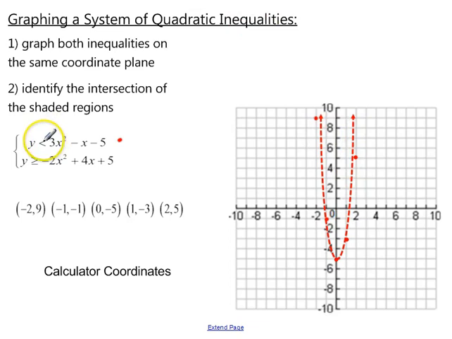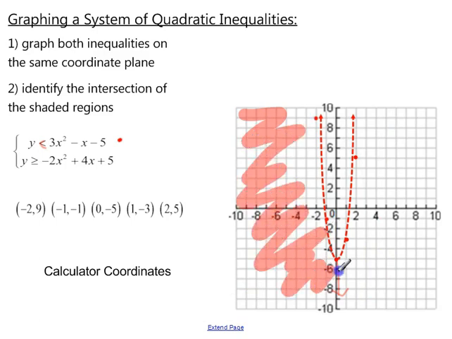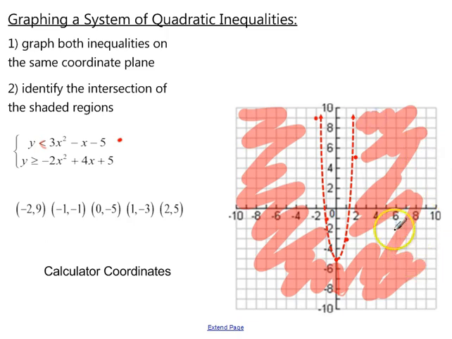And then when we shade, we want to look at the symbol y is less than. So you find your y-intercept, and then you want all the y values that are smaller than that, which is in the down direction. Now the down direction is actually outside of our parabola. So we want to shade everything on the graph that is outside of our red parabola.